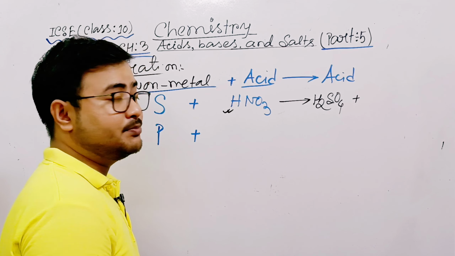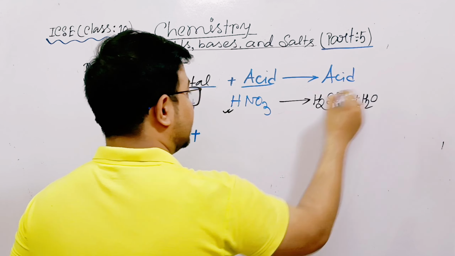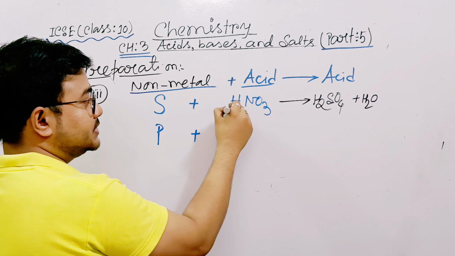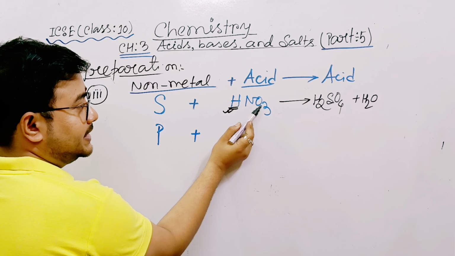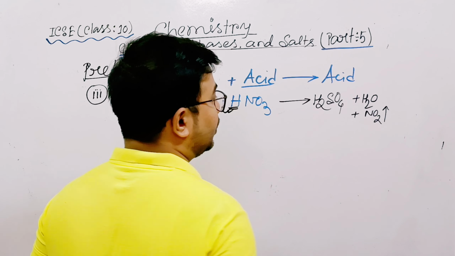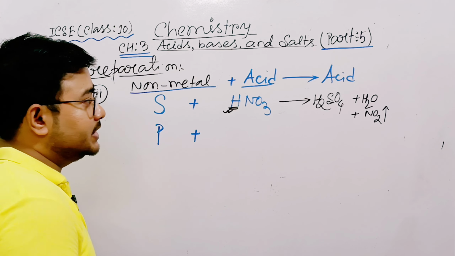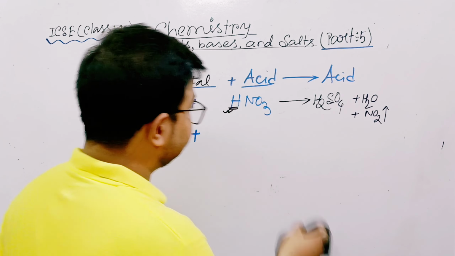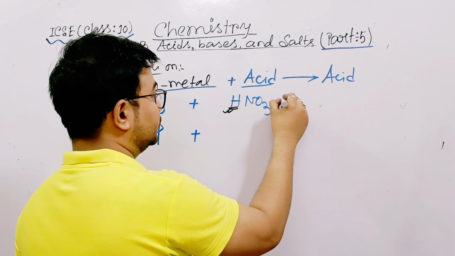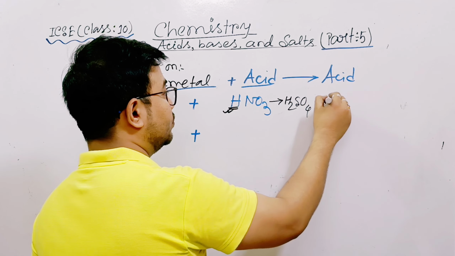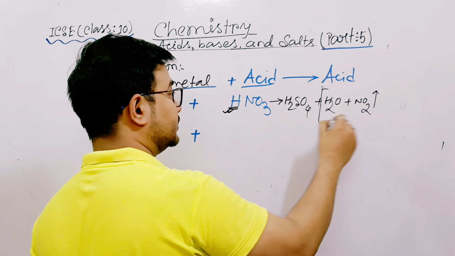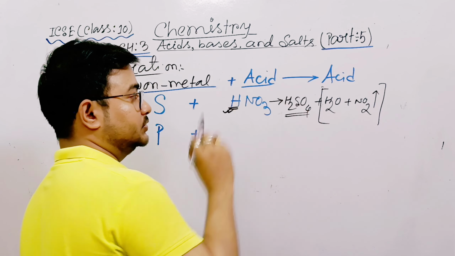And what is the side product? Sulfur produces the corresponding acid, sulfuric acid. Nitric acid contains hydrogen, so another side product is water, and see here, nitrogen dioxide gas will form in the medium. Do you understand? So H2SO4, water, NO2. These two are the side products. Main product is sulfuric acid.